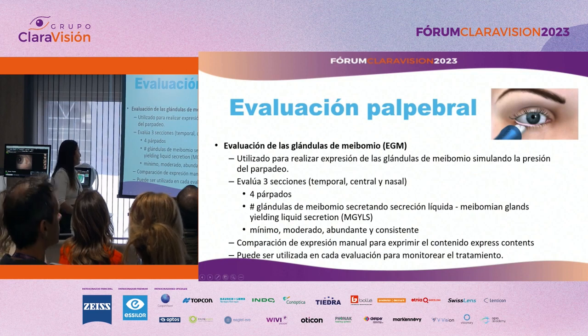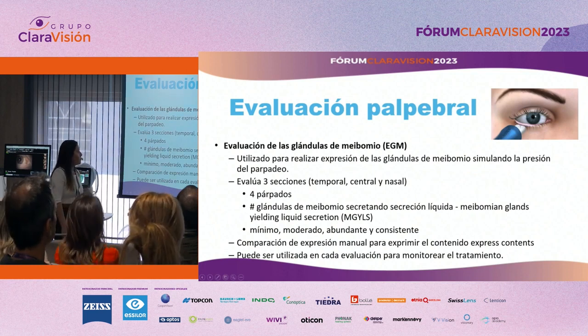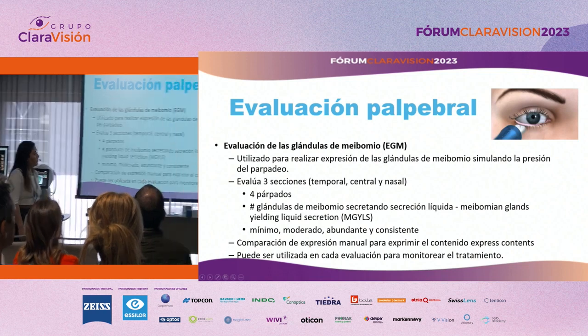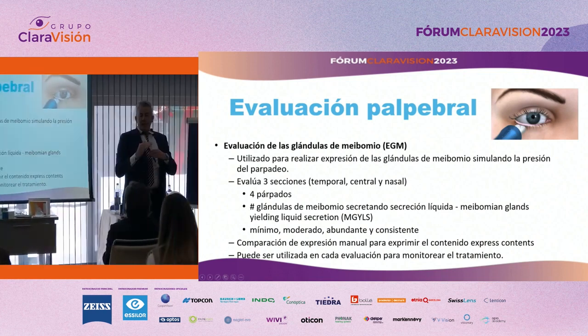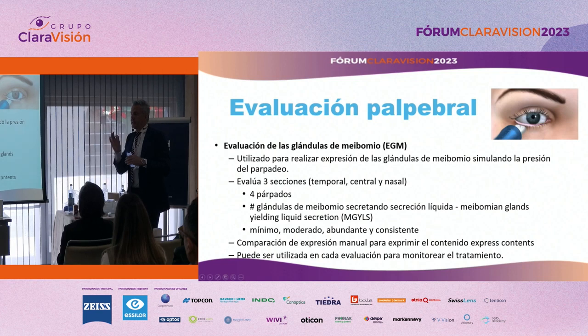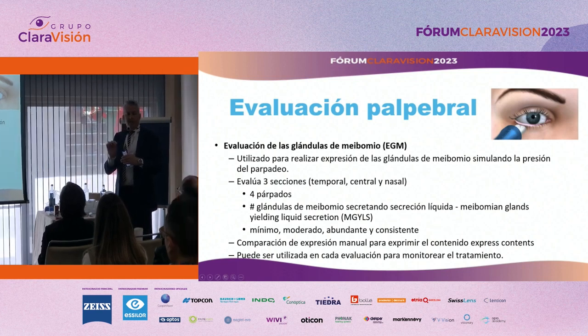So on this machine, there's a handle part, and then this part goes up and down. When you push it halfway down, it has the same PSI that a blink does on the eyelid margin. So you're basically mimicking how much pressure is going to the meibomian glands on a blink.